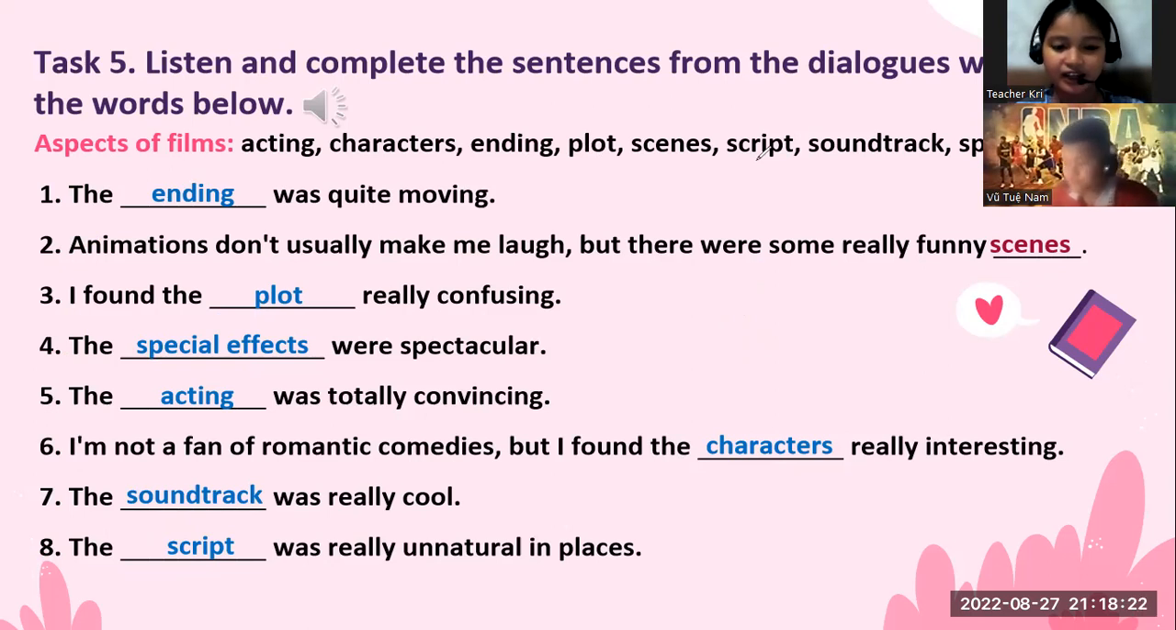Okay, so can you read the sentences from number 1 to number 8 with the correct answer? The ending was quite moving. Animations don't usually make me laugh, but there were some really funny scenes. I found the plot really confusing. The special effects were spectacular. The acting was totally convincing. I'm not a fan of romantic comedies, but I found the character really interesting. The soundtrack was really cool.